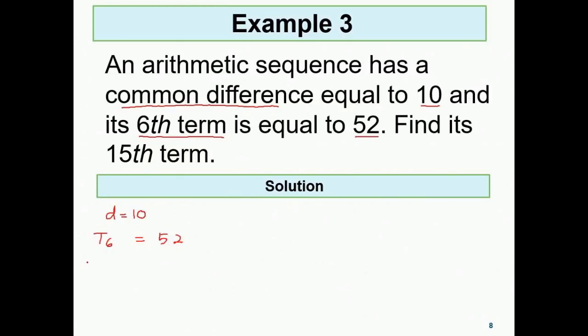So the formula for the nth term is A plus n minus 1 D. So now we know that for T6, n here is equal to 6. So substitute n with 6. And the common difference is also given, so substitute D with 10. So it is equal to 52. Then simplify the terms. A plus 6 minus 1 equals 5. 5 times 10 is equal to 52. So A is equal to 52 minus 50, and we have A is equal to 2.